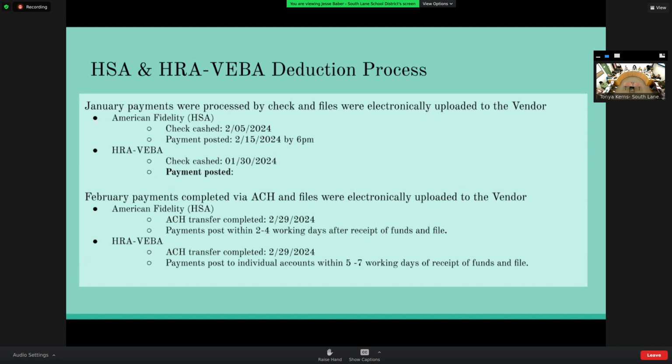American Fidelity, the check was cashed on February 5th, and it was posted by American Fidelity on February the 15th at 6 p.m. The HRA Viva, the check was cashed by them on January 30th, and I did not confirm the payment posted date, but I believe it was on either the 14th or 15th of February.